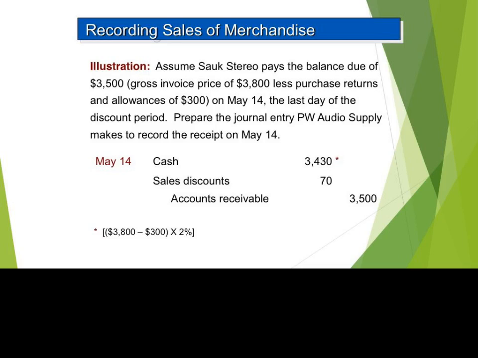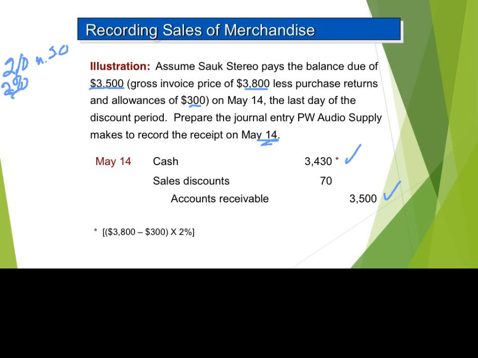Now, recall that we sold the items to them for 2/10, net 30. 2/10, net 30, which means a 2% discount if they pay within 10 days. And so it's May 14th, which is 10 days. Now they originally purchased $3,800. They returned $300, so they owe us $3,500. So when they pay us now, they are going to reduce their accounts receivable. So I credit accounts receivable.